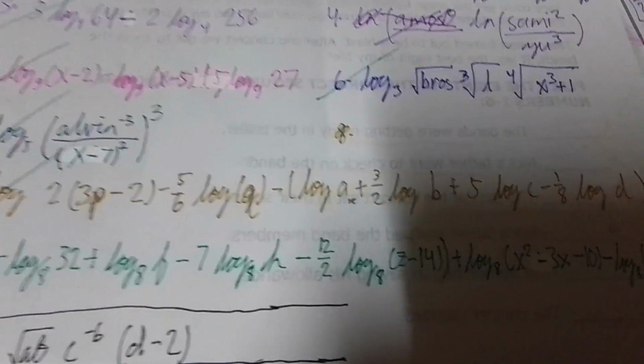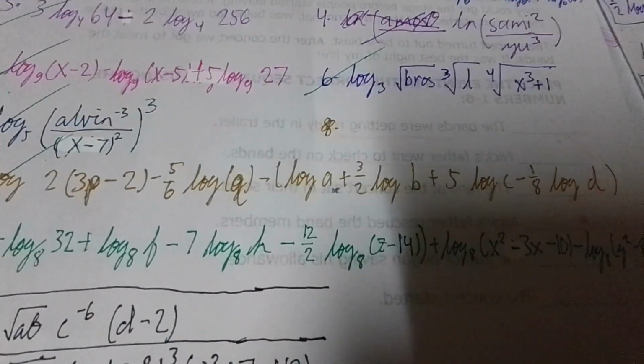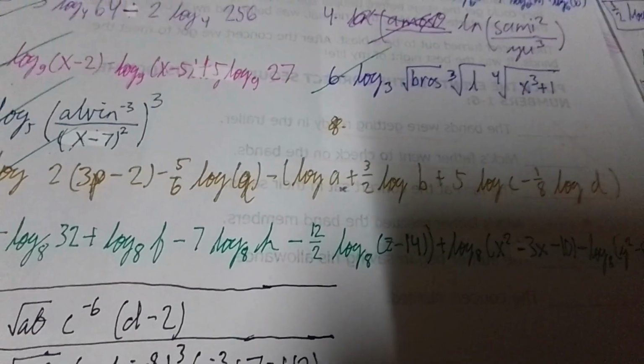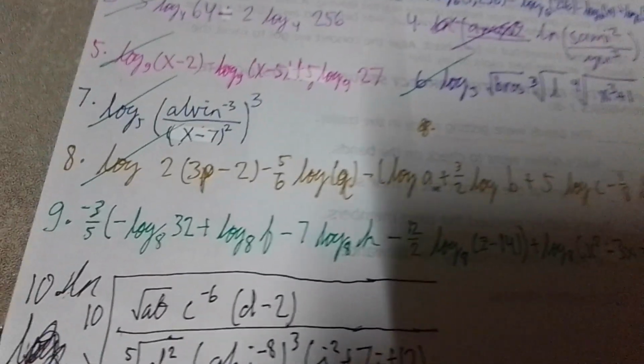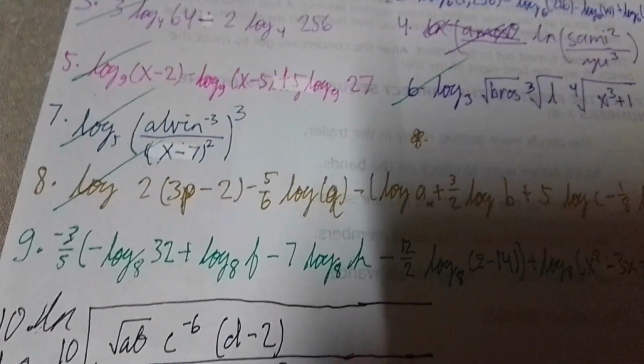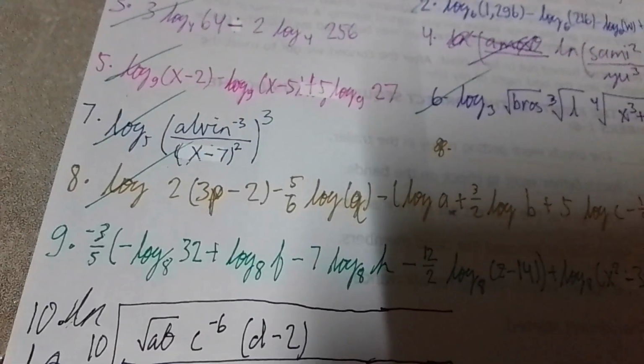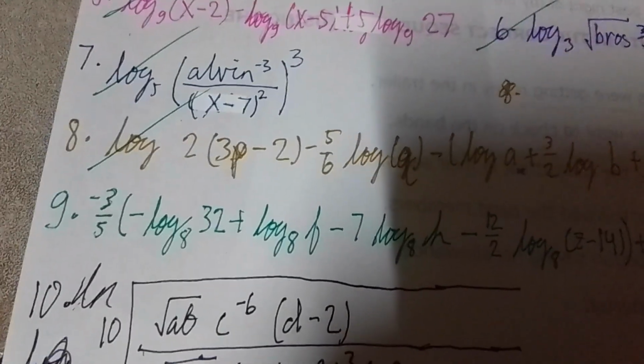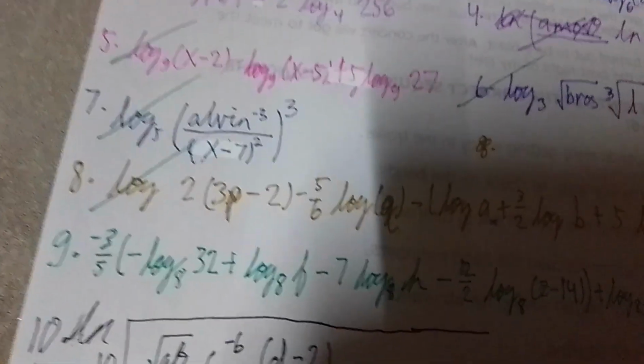And then this one, we have log base 8 of h. 7 times log base 8 of h. So therefore, remember, the 7 goes upstairs. We have to make that negative 3 times negative 7 to give you positive 21 over 5. So plus 21 over 5, because negative times negative equals positive. So positive 21 over 5 times log base 8 of h.